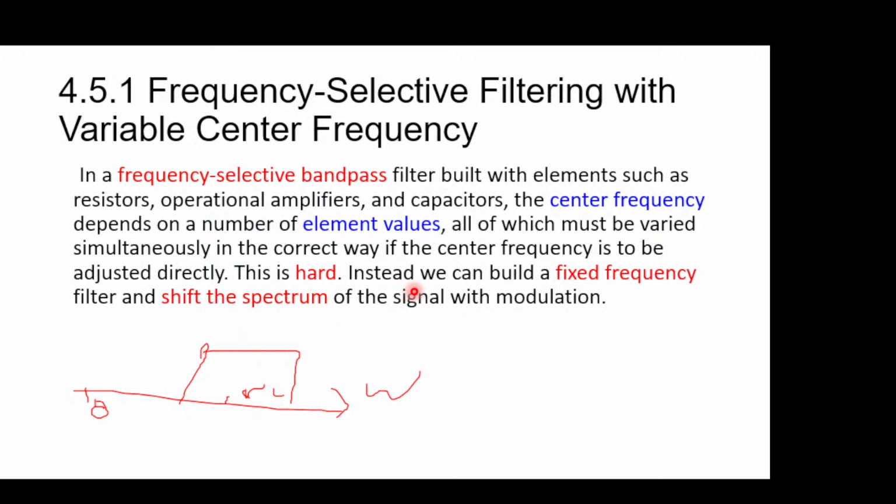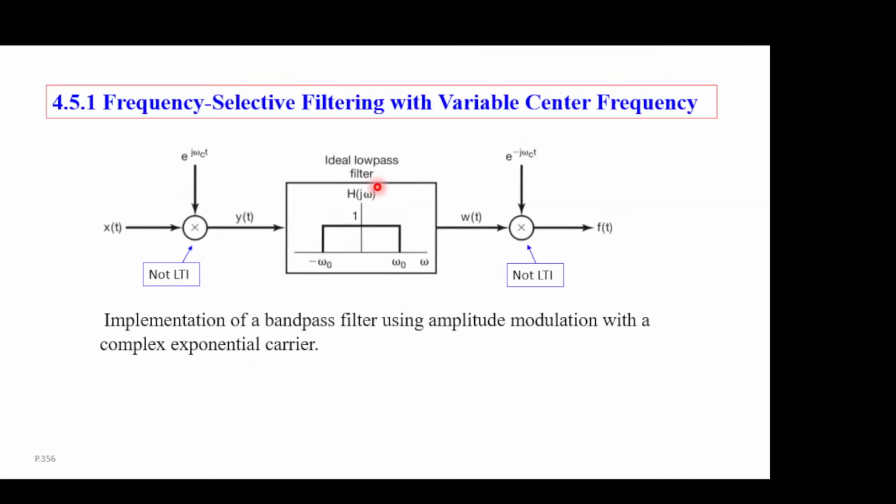But with the frequency modulation technique we had before, we found out that we can just build a fixed frequency filter, then shift the spectrum around, and we get a frequency selective filter. So the idea is like this. You have an input signal and you want to filter a particular frequency of it. First you modulate it with e to the j omega c t. So you multiply your x of t with e to the j omega c t, and you shift your frequency by omega c.